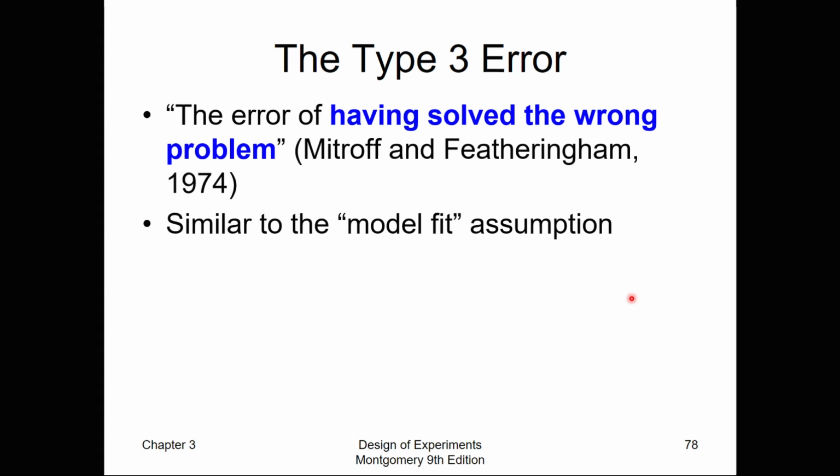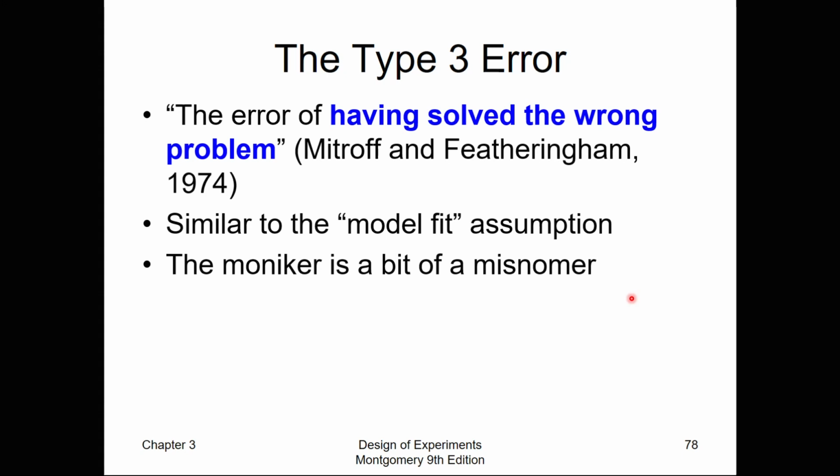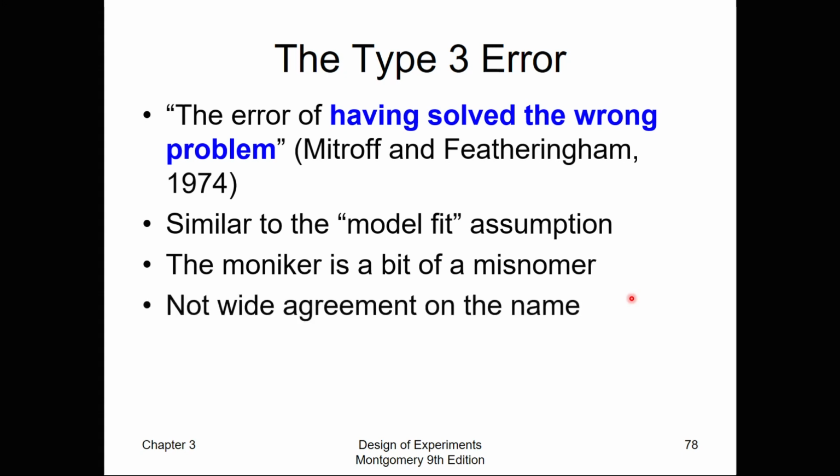And this is kind of similar to model fit, where we assume that you're including all the right variables. And if you're not including all the right variables, then you can have done the whole analysis and really walked away with absolutely nothing because you looked at the darn wrong variables. Again, the moniker type 3 error is a bit of a misnomer because there's not really wide agreement on what a type 3 error is.